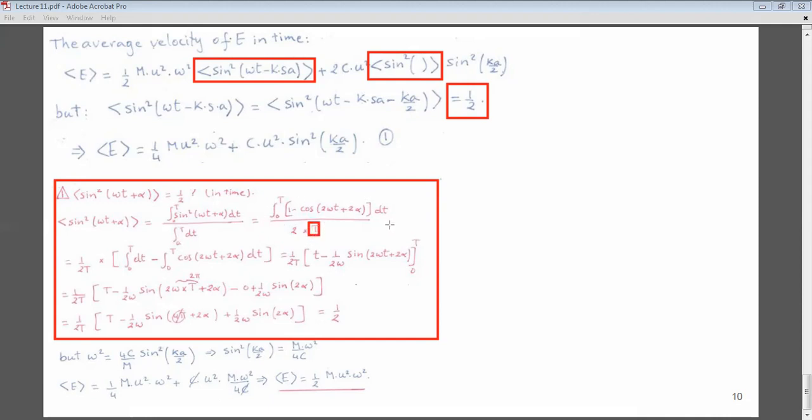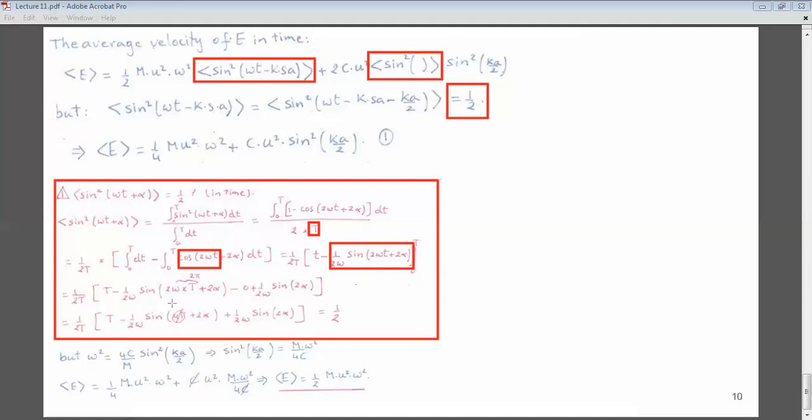Now I will do the integral for whatever I have here. It is 1 over 2t, which goes outside, times the integral of 1 dt, which is nothing but the integral from 0 to t of dt, minus the integral from 0 to t of cosine of 2 omega t plus 2 alpha dt. And this is 1 over 2t into t, small t, minus, what is the integral of cosine 2 omega t? It is 1 over 2 omega times the sine function, from 0 to t.